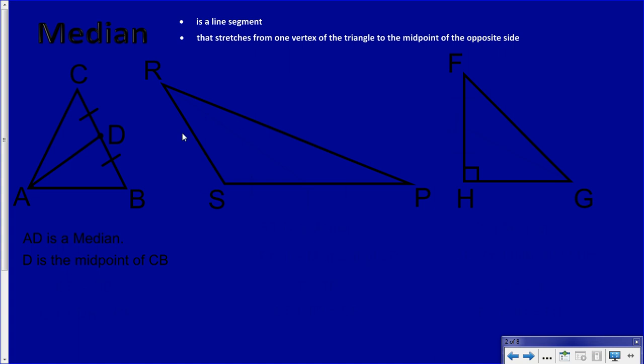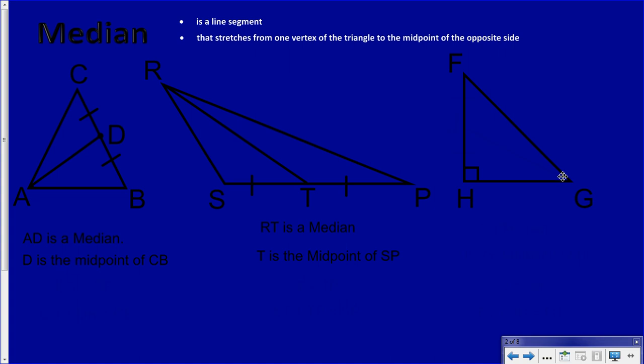Okay? Here we have an obtuse triangle, RSP. Let's say we wanted to make a median from R all the way down to SP, so we know it has to go to the midpoint. Let's say T is our midpoint. So we're going to stretch a line all the way from R down to our midpoint T. So that would make RT a median, and it would also mean that T is the midpoint of SP, so therefore ST is equal to TP.